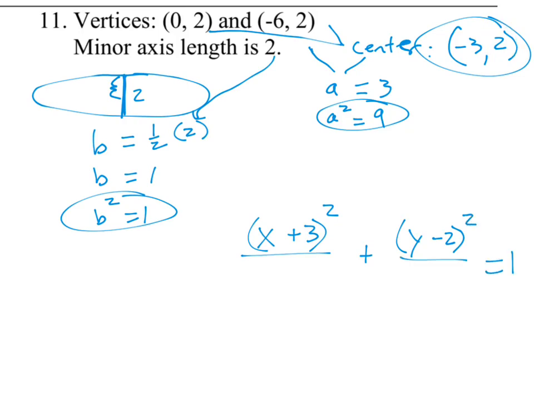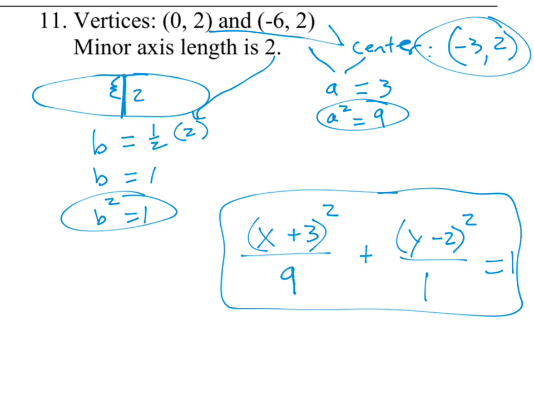All these equations of ellipses equal 1. It's really convenient. So we already determined this is a horizontal ellipse, and so a squared is going to go under the x part, and b squared is going to go under the y part. Let's make this more 9-like, and voila, you have your equation.